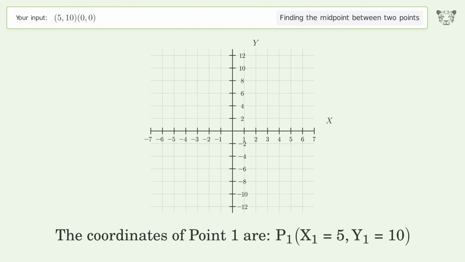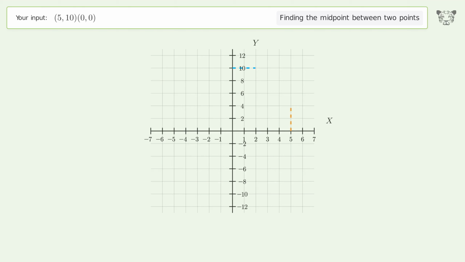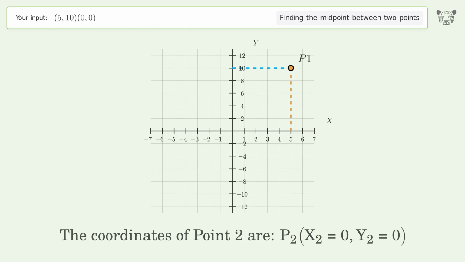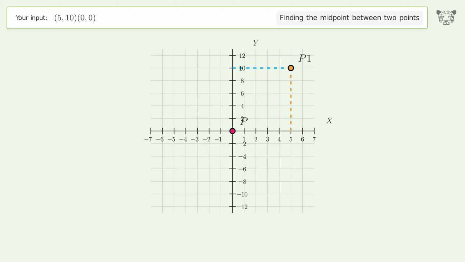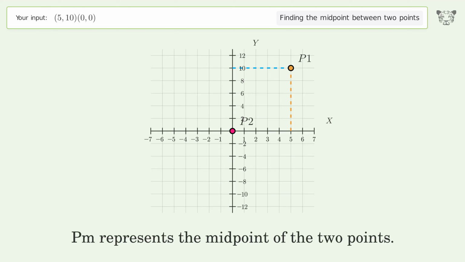The coordinates of point 1 are x1 equals 5, y1 equals 10. The coordinates of point 2 are x2 equals 0, y2 equals 0. PM represents the midpoint of the 2 points.